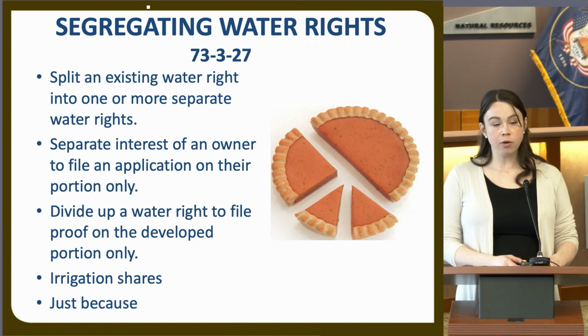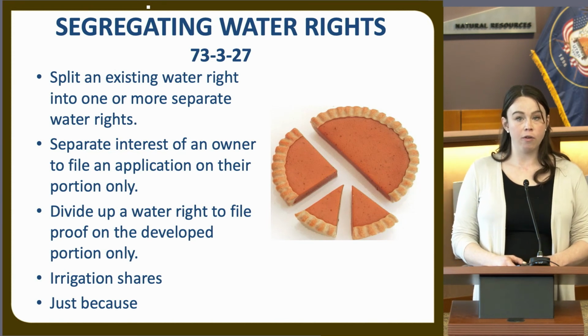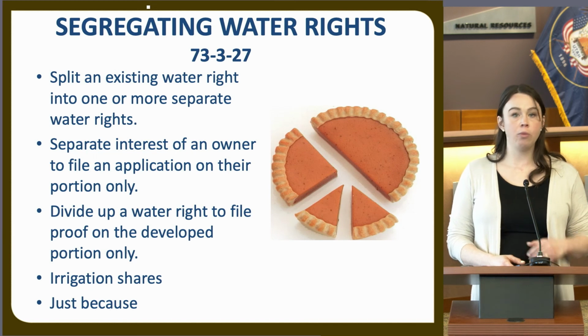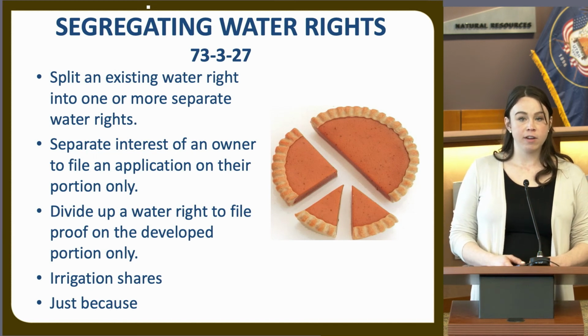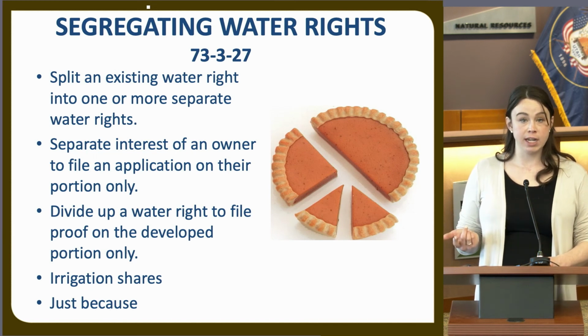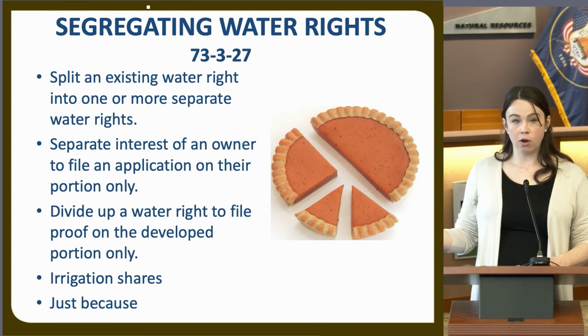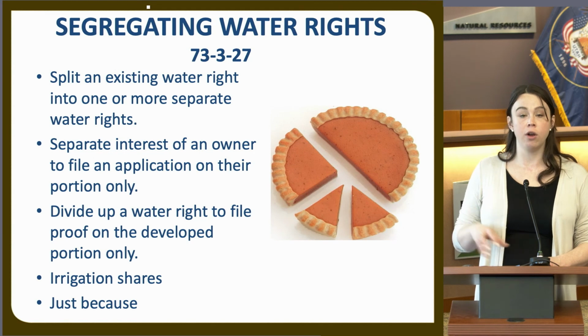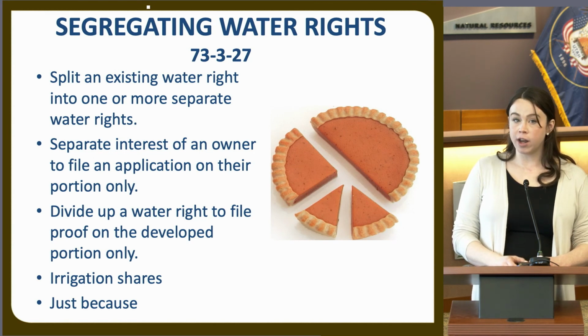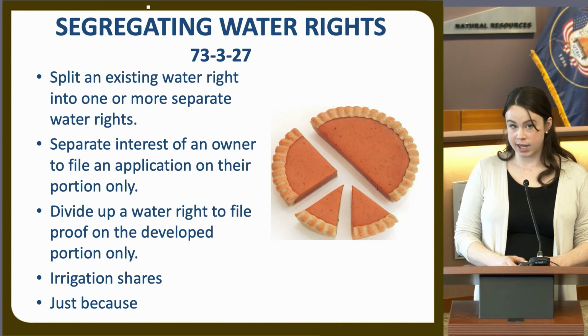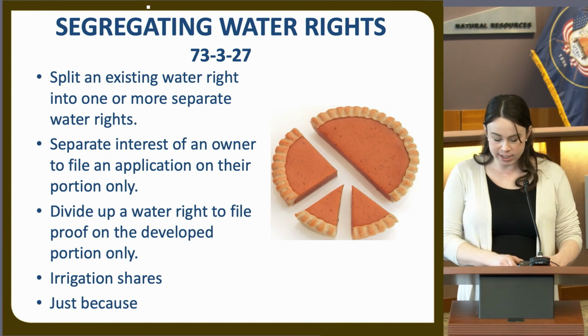Another reason is maybe you are part of a 4-lot subdivision, and you have finished building your home, you have put your water to beneficial use, but your neighbors are still building. Well, you would want to segregate off your portion, or your home, that area, or your amount of water, so that you could file proof on it, which is the final part of the water right process. So that would be one reason.